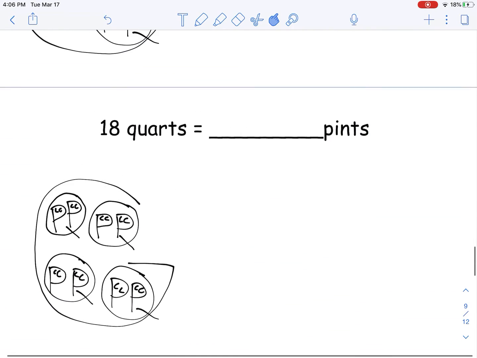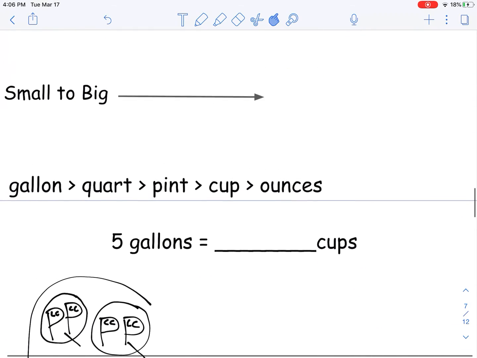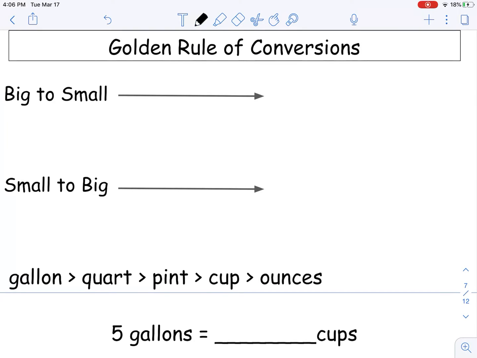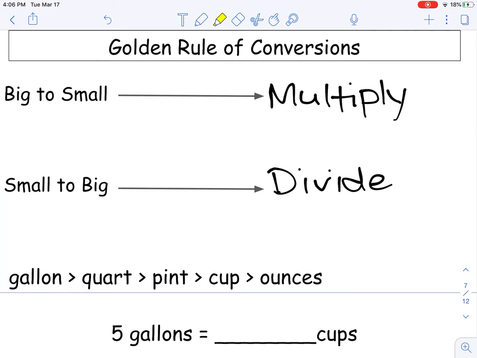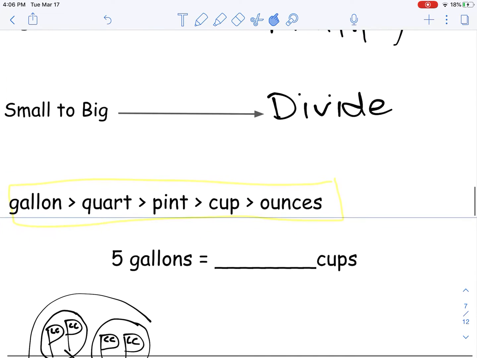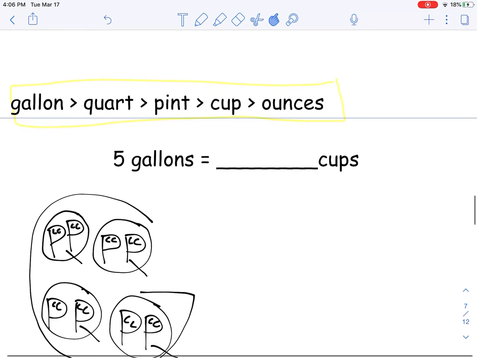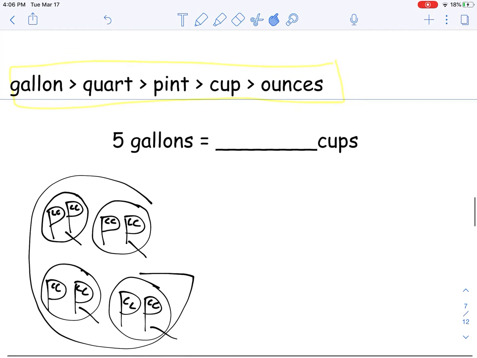All right. Now I'm going to go back up here and we're going to review the golden rules of conversions. Remember, if you're going from a bigger unit to a smaller unit, we're going to use multiplication. A smaller unit to a bigger unit, that's when we're going to divide. And to help us with capacity units, we're going to use this right here. Got them ordered from greatest or largest to least or smallest. So gallon being the biggest, and then ounces would be my smallest. So when you are doing these problems on independent practice, be sure to write that conversion down underneath the problem each time to assist you.